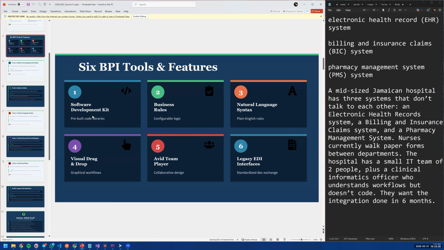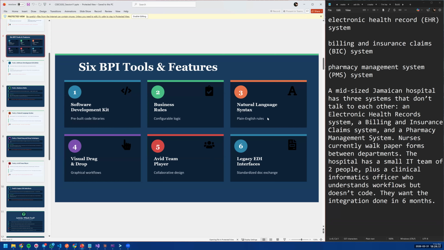All right. What do I not say here? Clinical informatics officers can help to design workflows visually without coding. And this is a primary design tool, right? So I agree with that. Okay, so that's the three. That was three, right? Yeah. So that was visual, Avid, and natural language.